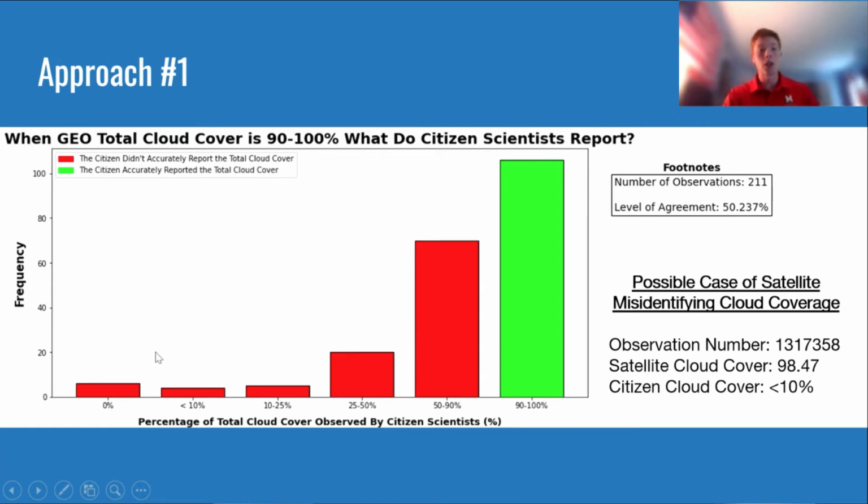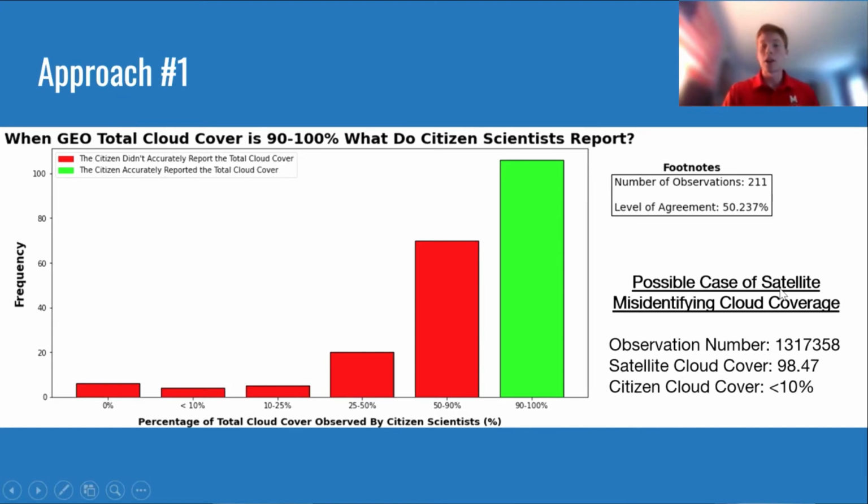I'm really interested in these last 3 or 4 bars because they have the largest discrepancy between cloud cover. So if a citizen is reporting clear skies at 0% and a satellite's reporting 90 to 100, that's a large difference, and that's worth looking at, whether the citizen maybe misclicked or something like that, or the satellite is really widely falsely identifying cloud coverage.